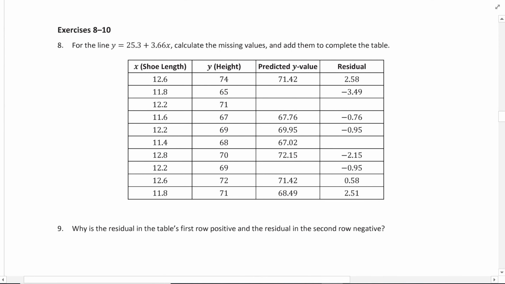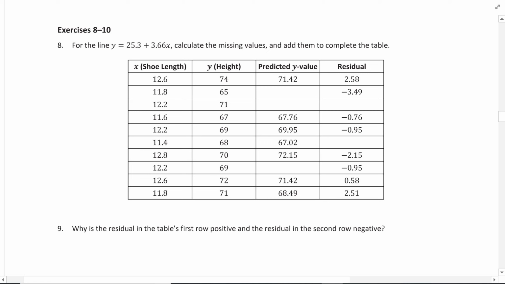number 8, it says for the line 25.3 plus 3.66x, calculate the missing values and add them to complete the table. So what I want you guys to do now is to pause this video and then actually go through and complete the rest of the values in this table. It's just plugging numbers in for x, cranking them out for y to get the predicted values, and then once you get the predicted values, you're then able to determine what the residual is by taking actual minus predicted. So, pause the video, do it yourself, come back and check your work.